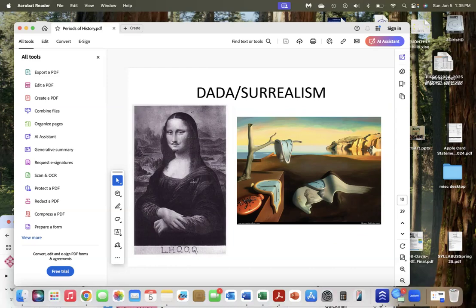She's got a mustache. And he called it LHOOQ, which I've heard, this is what I've read and heard, it means she's got a hot ass, basically. So it was very disrespectful, what the public felt. One of their iconic paintings, and it's been in the Louvre for a long time. And surrealism with Salvador Dali.